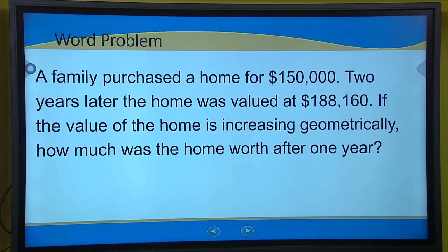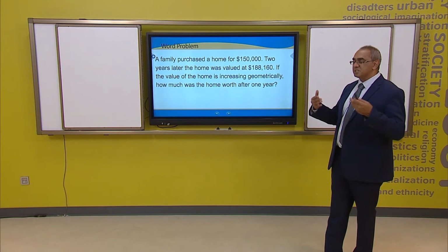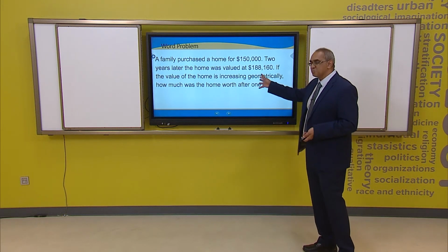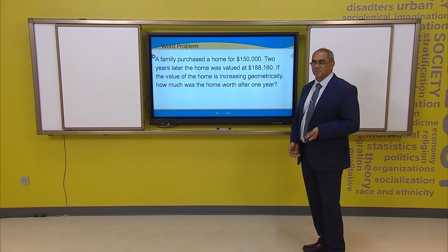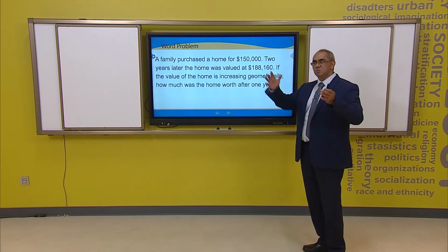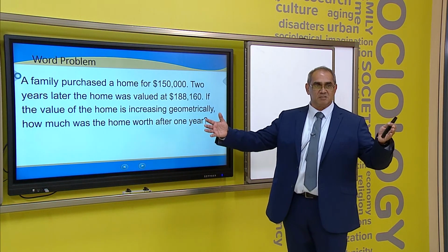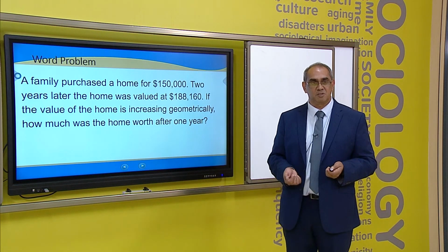So here there's a problem. A family purchases a home for 150,000. And then 2 years later, the home has a certain value. And if it was increasing geometrically, so now here we're just bringing the maths part of it, how much is the home worth after 1 year? So we want to find out, we know what it is now, we know what it is in 2 years, so what is it in between, okay?